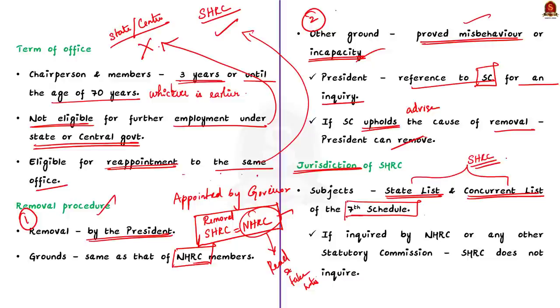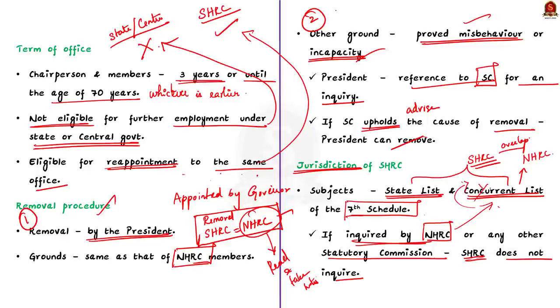However, if any such case is already being inquired by the NHRC or any other statutory commission, then the State Human Rights Commission does not inquire into that case. Now, how is this possible? We saw that SHRC's jurisdiction includes concurrent list, right? Think about it, no? Concurrent list means NHRC also has jurisdiction over it, right? So, if NHRC is inquiring about any case that comes under concurrent list, then that case will not be inquired by the SHRC. Now, that's all regarding the jurisdiction of State Human Rights Commission.